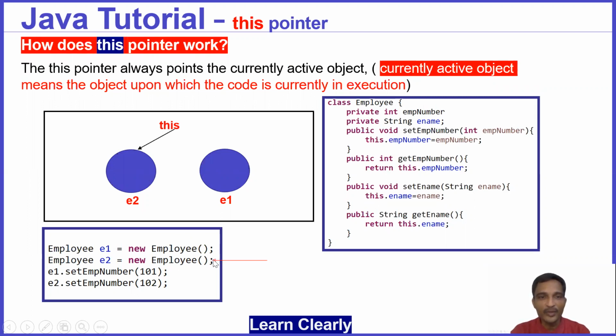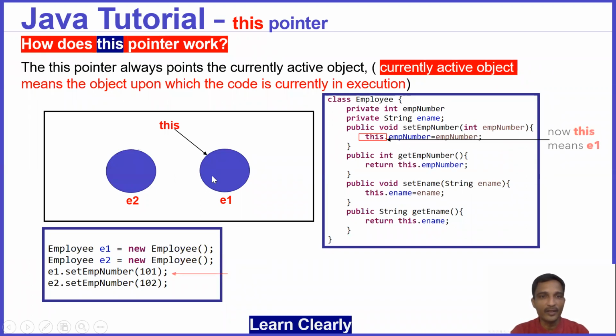Once again, when this one is completed, what happens? JVM moves to the next statement. When JVM executes statement number 3, because the object on which statement number 3 operates is E1, THIS again moves to E1. So that is where THIS always points to the currently active object.